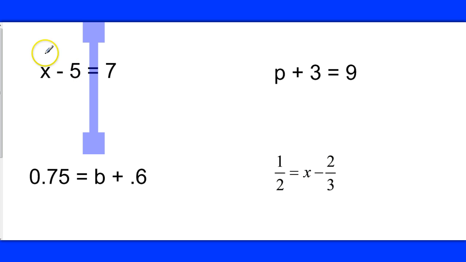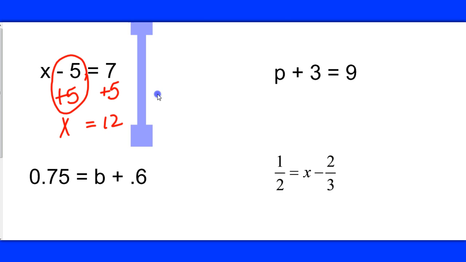So if I go over here to the left-hand side, I have x minus 5. To get rid of the minus 5, I add 5, which means I go on the other side of the wall and add 5 here. Make sure that these do what you want them to do. You want them to be the inverse of each other. You want them to cancel each other out. Okay? And I end up with x is equal to 12.